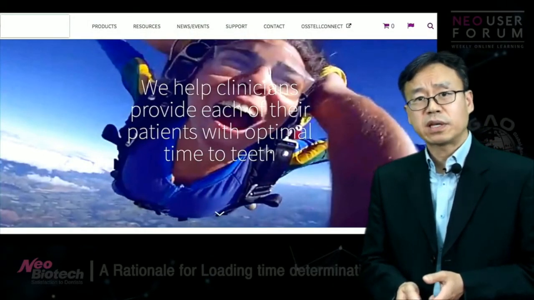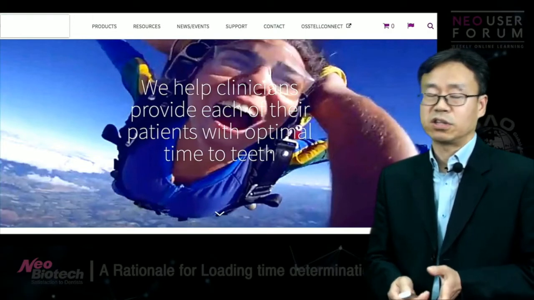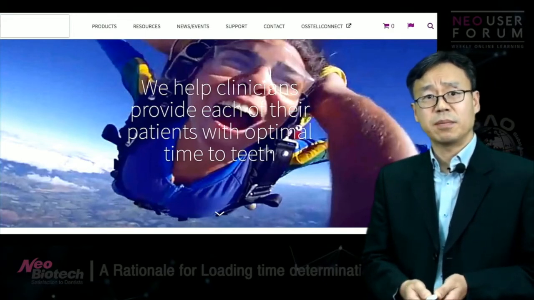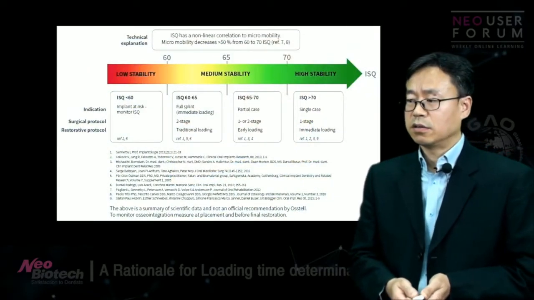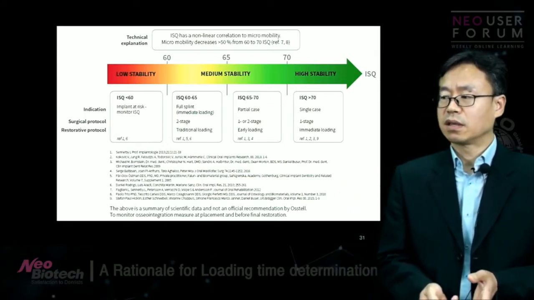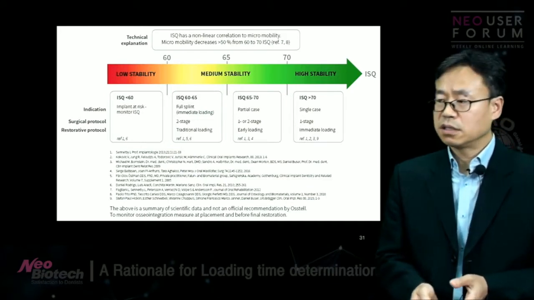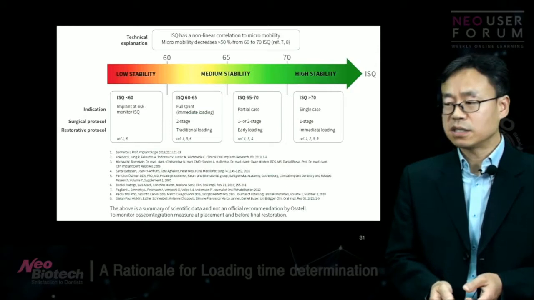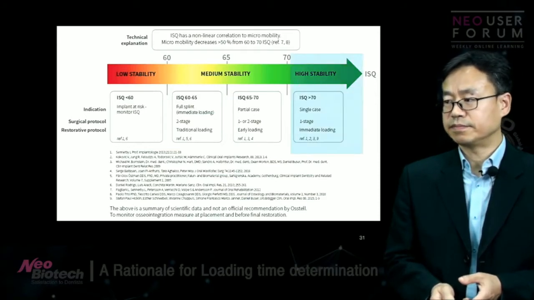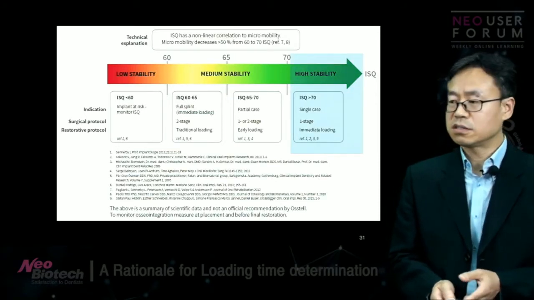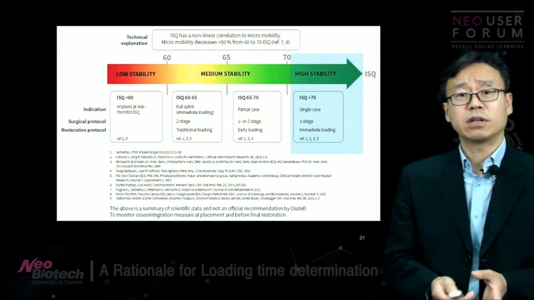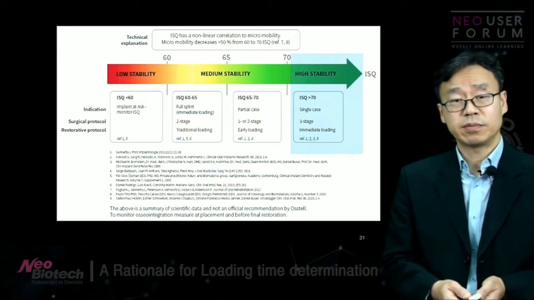The number 70 probably came from this website, the Osstell webpage, the RFA instrument company. One of the pieces of information you can find on the website is this diagram. In this diagram, it clearly says immediate loading can be done for a single missing area if you have above 70. Let me get back to you on this next time when we talk about objective methods to evaluate implant stability, probably about 3 weeks from now or 4 weeks.